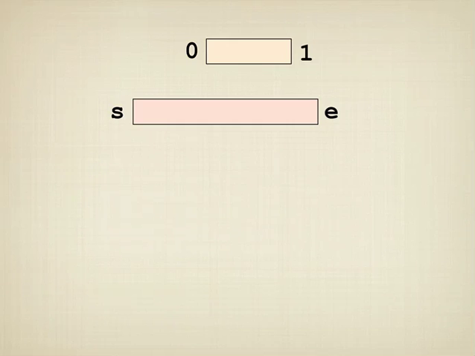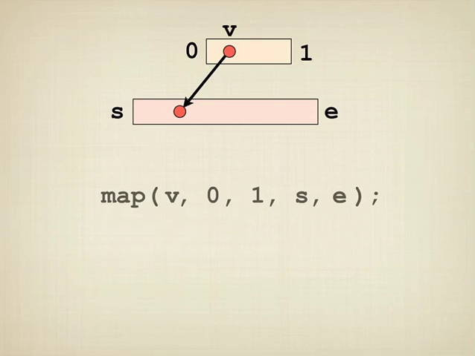Suppose that this is our input range. This is a bunch of numbers running left to right, and this is our output range, just like when we were talking about map. We'll say that our input range runs from 0 to 1, and our output range runs from S to E, standing for start to end. We have a value v somewhere between 0 and 1, and we want to find its corresponding value between S and E. Of course, we can do this with map. We say map and then give it 5 arguments: the value v, the input range 0 to 1, and the output range S to E.